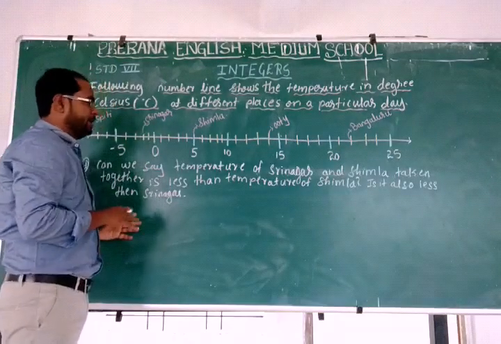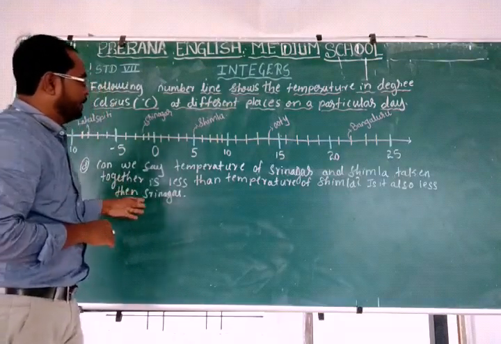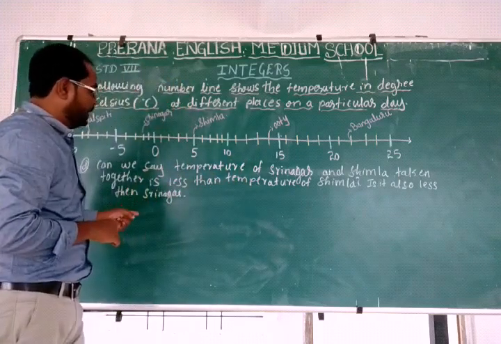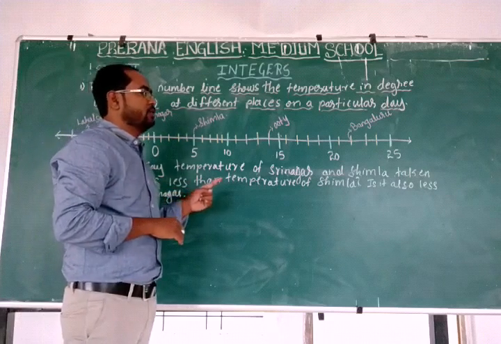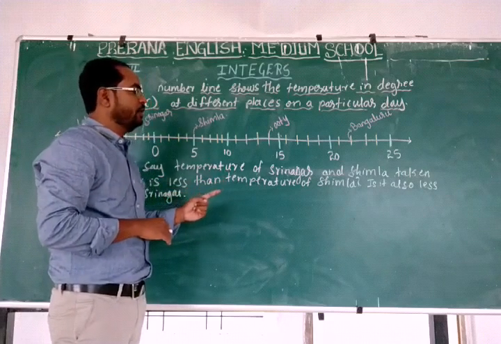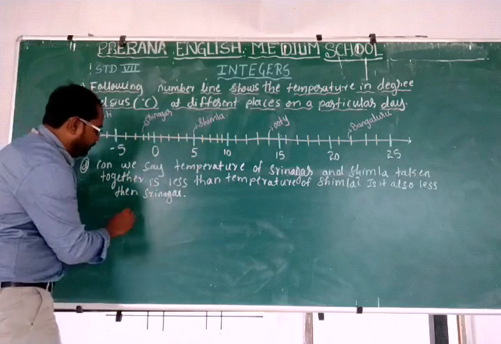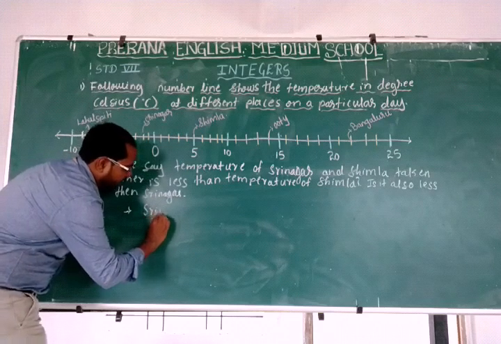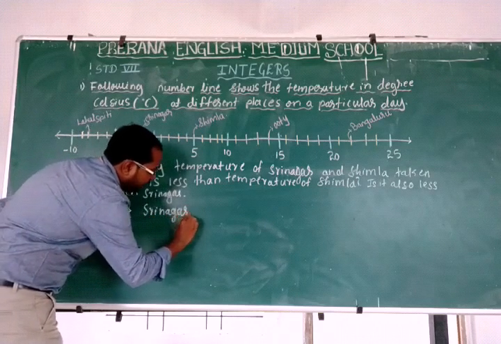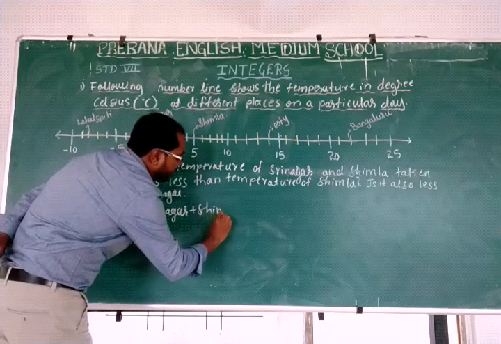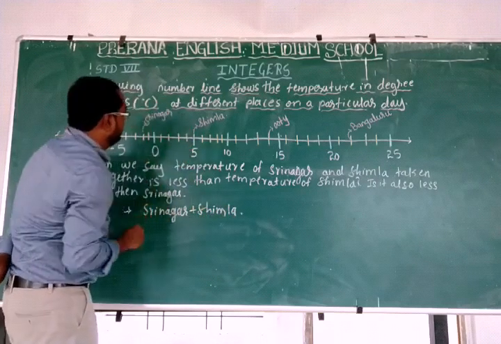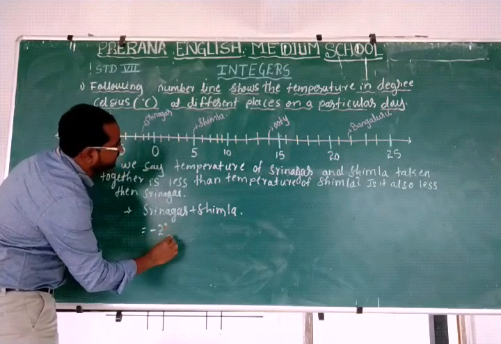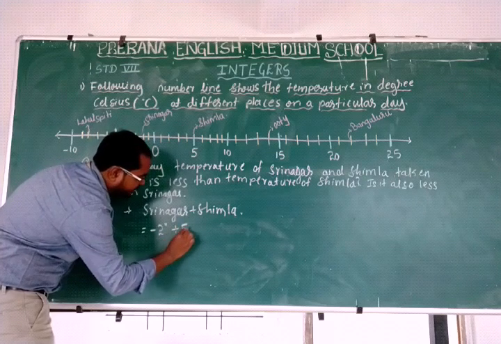Okay. See here, next question. Can we say the temperature of Srinagar and Shimla taken together is less than the temperature of Shimla? This is the first part of the question. We will solve the first part. Temperature taken together means we have to add the temperature of Srinagar plus Shimla. What is the temperature of Srinagar? That is minus 2 degrees Celsius and Shimla is 5 degrees Celsius.